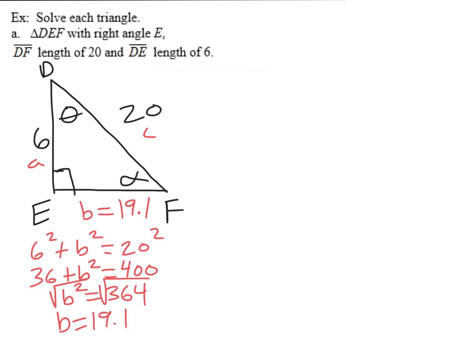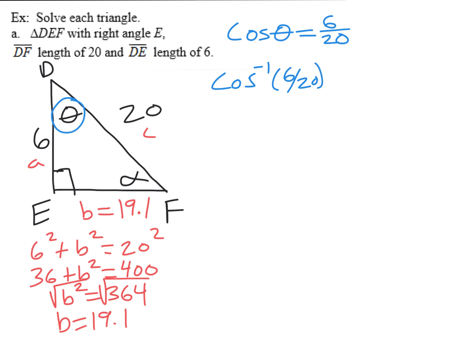Okay, I'll get theta first. With having all three sides, there's a variety of different ways I could set this up. I'm just gonna go with cosine of theta is 6 over 20. We saw this operation quite a bit when we were solving. We just do an inverse. That would go into our calculator, and we would get 72.5 degrees. Okay?